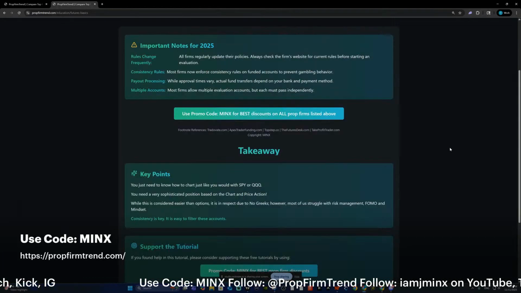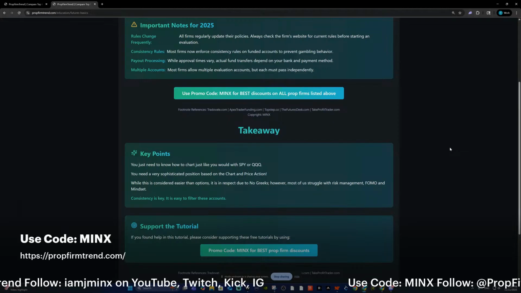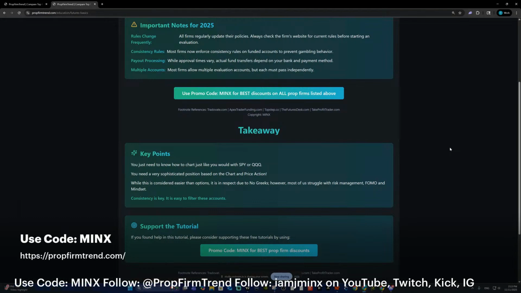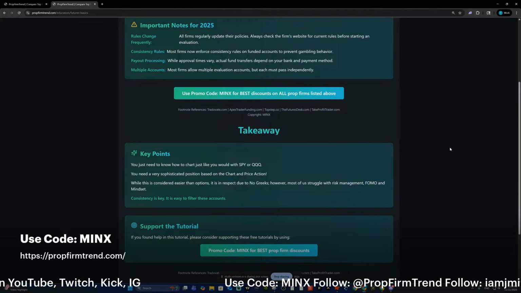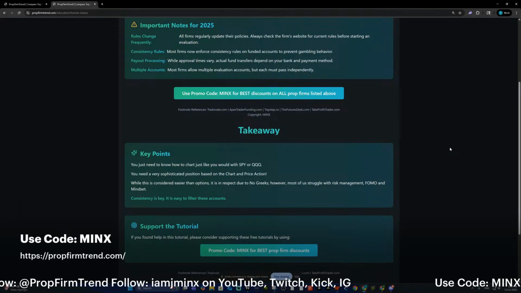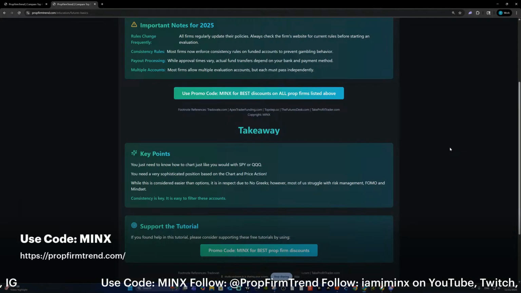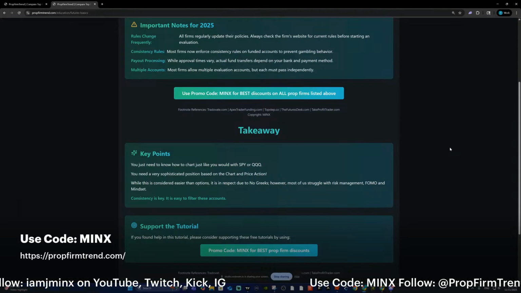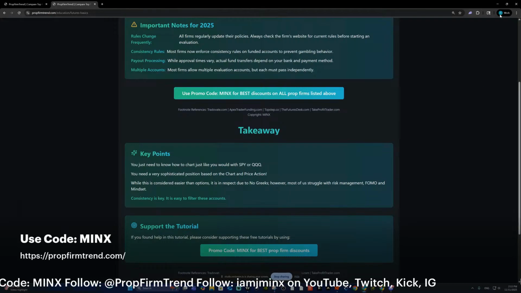Okay, so basically the key takeaway is just do your due diligence when you are looking at any prop firms, or whether you're using your own money at a broker. You need to know how to chart, just like you would with SPY or QQQ. Unlike options, there's no IV, no theta, no Greeks. It's just based on price action. While some consider this easier than options, in respect to there being no Greeks, most of us struggle with risk management and FOMO mindset. That's where we mess up.